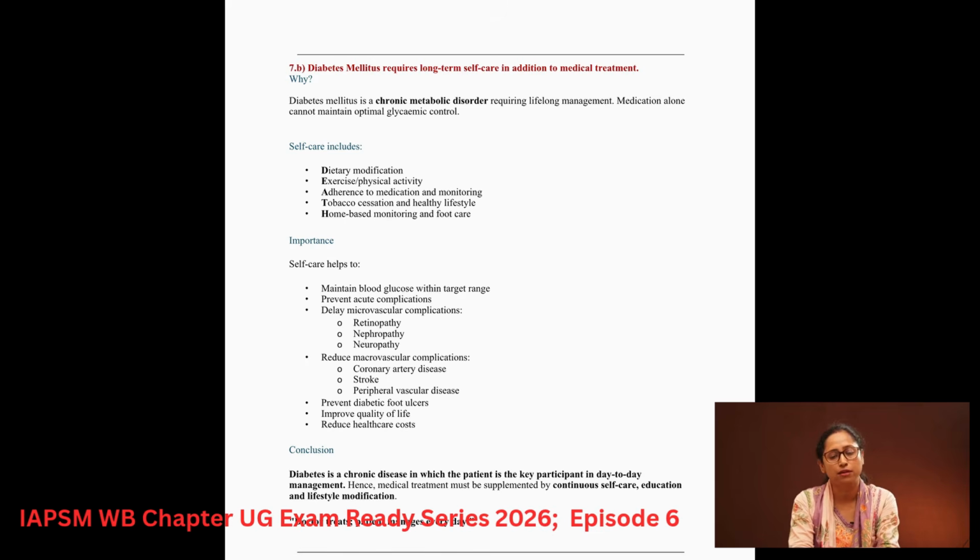Self care helps us to maintain the blood glucose within the target range, prevent the acute complications of diabetes, delay microvascular complications like retinopathy, nephropathy and neuropathy, we all know about it, reduce the macrovascular complications like coronary artery disease, stroke and peripheral vascular disease, prevent the diabetic foot ulcers, improve the quality of life and finally reduce the healthcare cost, otherwise it would be catastrophic, right.